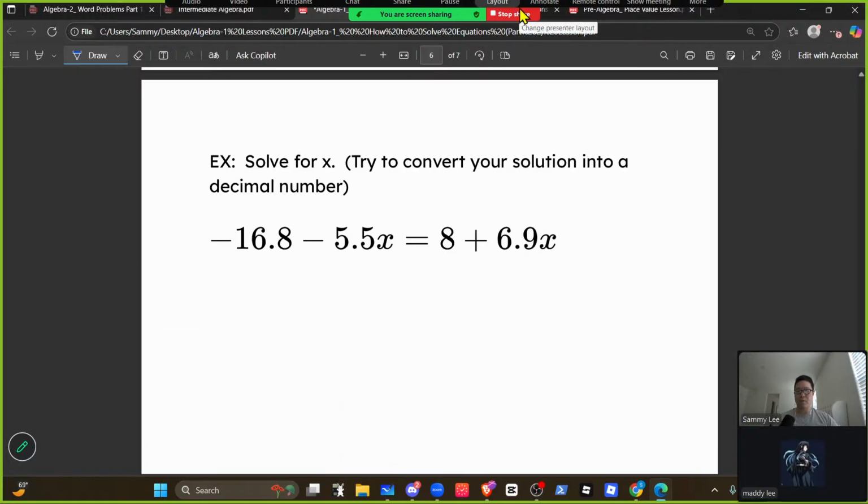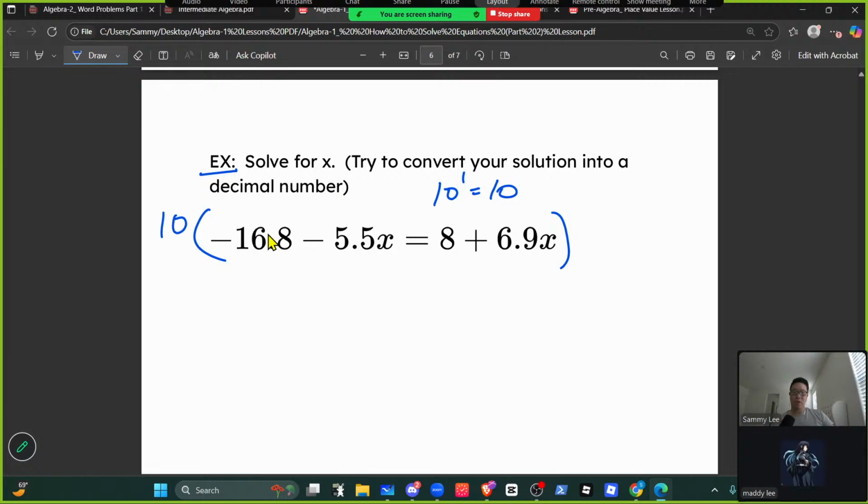So let's try an example of an equation with decimals. It says solve for x. Usually they're going to want your answer in decimal form. Here we have negative 16.8 minus 5.5x equals 8 plus 6.9x. What number should I multiply this whole thing by to get rid of these decimals? 10, just 10 to the first power. So you're going to multiply this whole thing by 10.